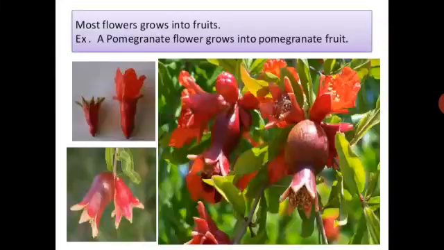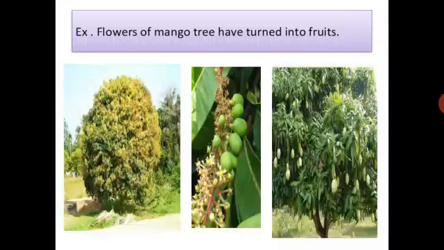The most important function of the flower is that the flower changes into fruit. Here in the picture we can observe that a pomegranate flower is growing into a pomegranate fruit. We can observe how that flower is changing step by step. This is one more example. Flowers of the mango tree have turned into fruits.